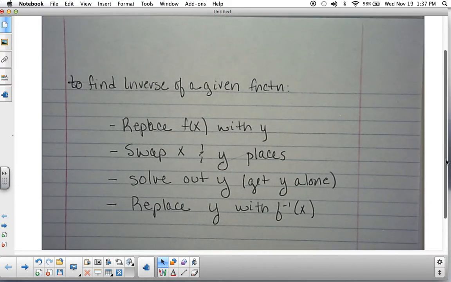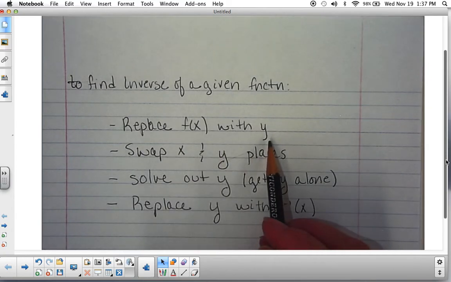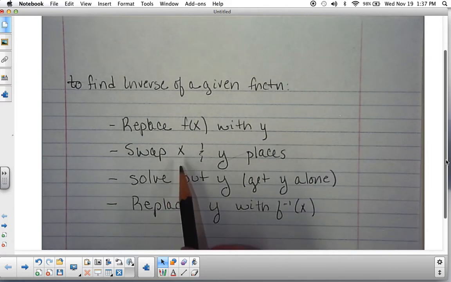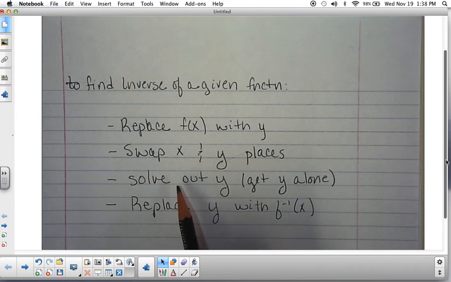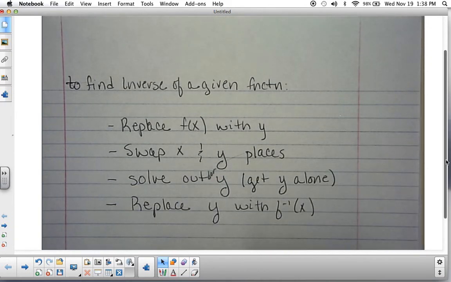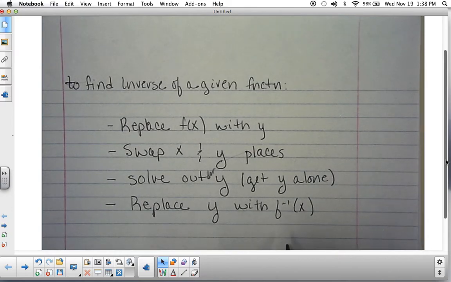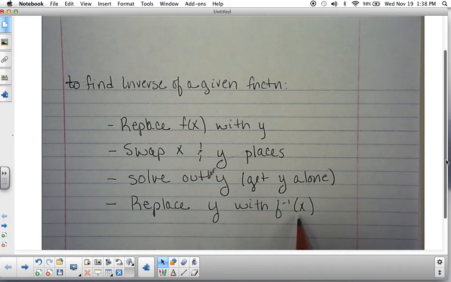To find the inverse of a given function when it's an equation, you're going to replace the f of x with y, because y and f of x are the same thing. You're going to switch the x and the y places, and then you're going to solve it out for y. Solve the equation for y. Get y by itself. And then you replace the y with this f inverse of x notation.